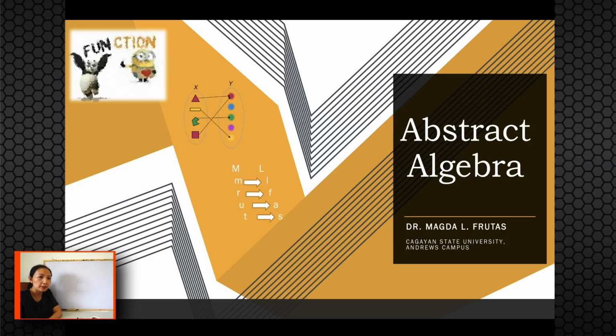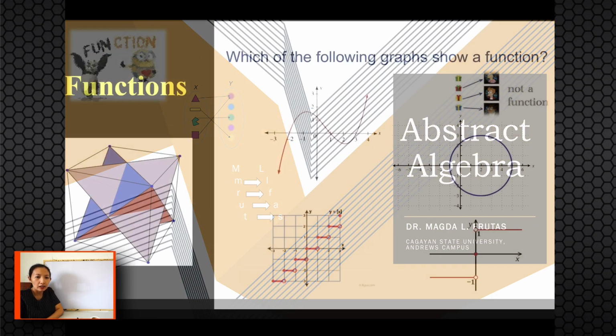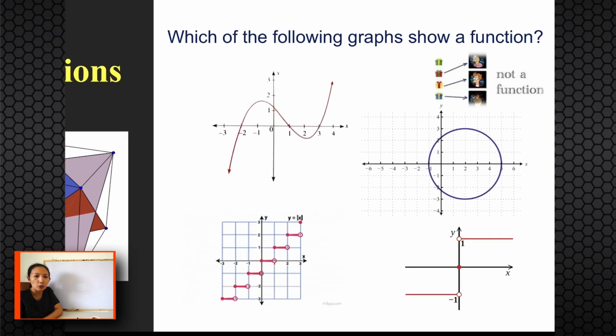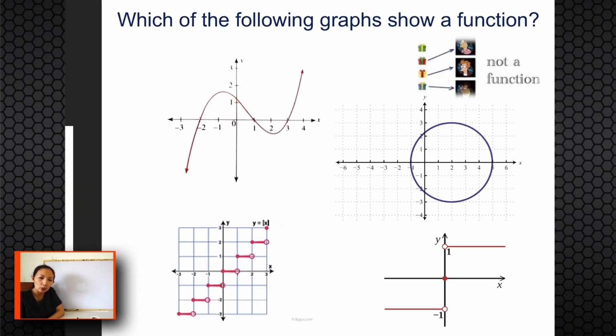Okay, so let me begin. This is not your first time to encounter functions. You had a discussion of functions in your algebra, then in your advanced algebra 2, and last semester with me in calculus 1. So just to review your previous knowledge about functions, here are different graphs. There are in fact 4 graphs shown on your screen. Now I'd like you to identify which among the 4 represent a function.